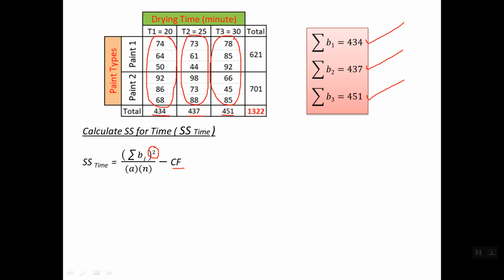Regarding A times N, A times N here simply represents the number of observations for one of the three levels. For example, for the first level, if you count, this is the first observation, this is the second, third, fourth, fifth, sixth. So we have 6 observations.